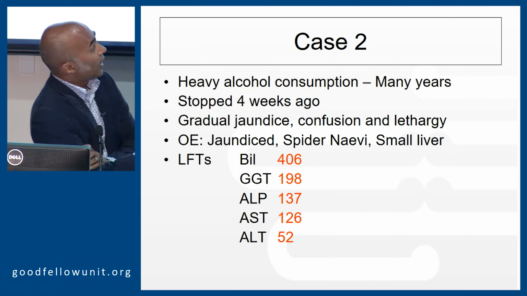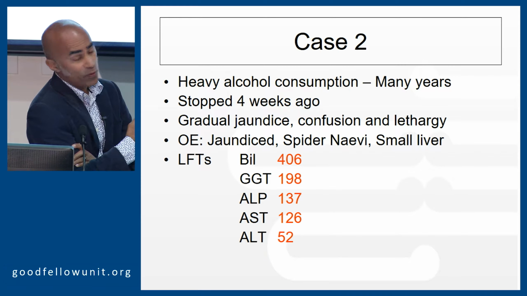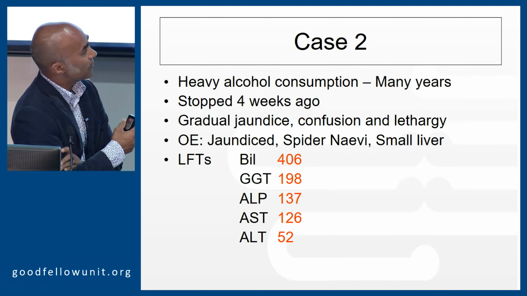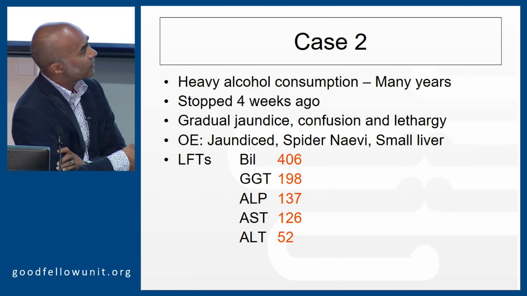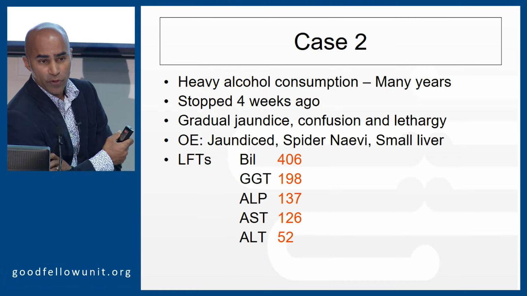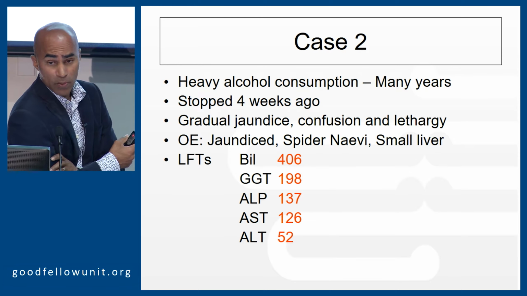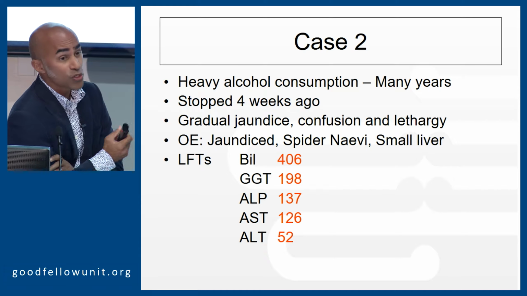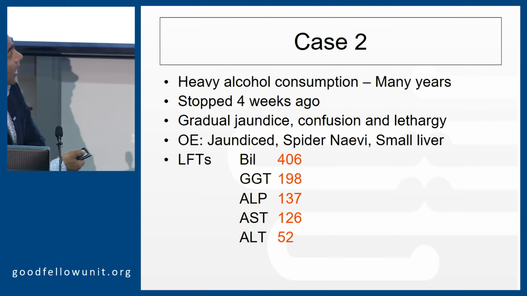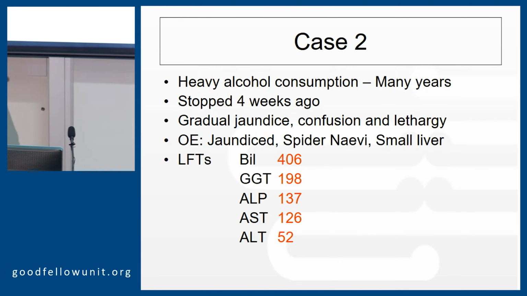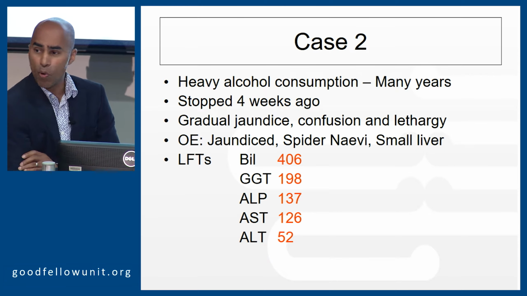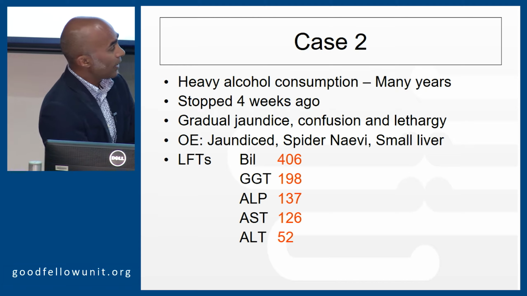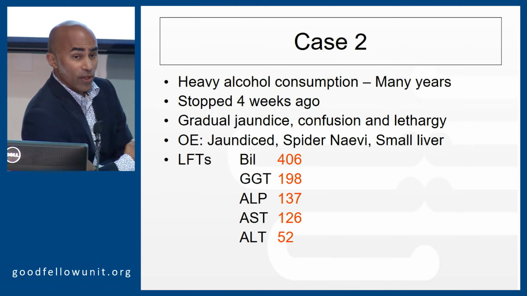So I've neglected to put the age here. This is about a 55-year-old gentleman, heavy alcohol consumption for a few years, stopped 4 weeks ago, and friends and family noticed the gradual onset of jaundice, confusion, lethargy, some sleep-wake reversal as well, so a few concerning things from the history. And on examination, the astute registrar picked up that they were jaundiced, had some spiders, and a small shrunken liver as well. How about those liver function tests?